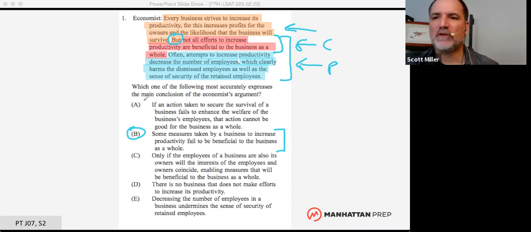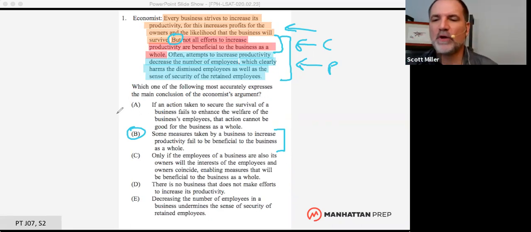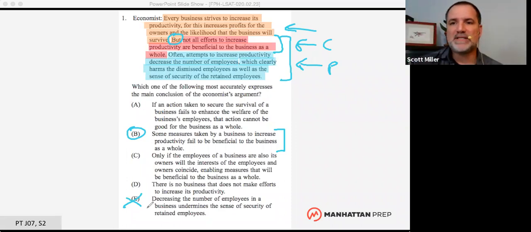So when it says most accurately expresses the main conclusion, again, we're looking for the answer choice that has the same meaning, even if the wording is a little different. And what you'll find with these other answer choices is something that's either not exactly the same as the conclusion or, for example, decreasing the number of employees in a business undermines the sense of security of retained employees. So decreasing, that's really more in line with the premises. And this is very often what they're going to give you in an incorrect answer like E. They'll give you a premise or the opposing point. They'll give you something that was mentioned in the argument, but it's not actually the conclusion.